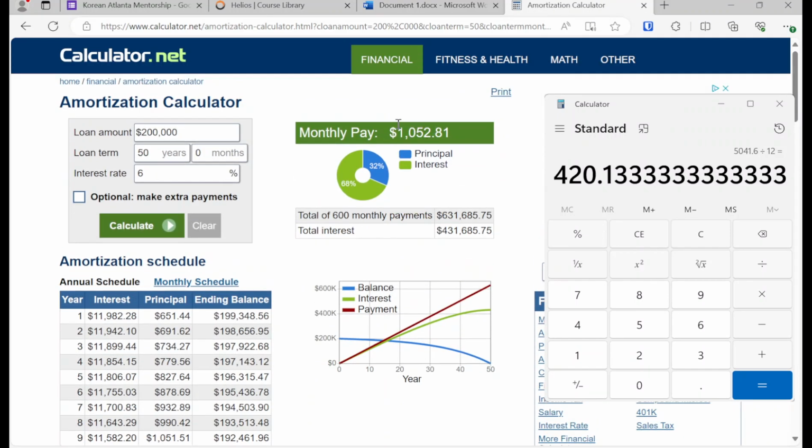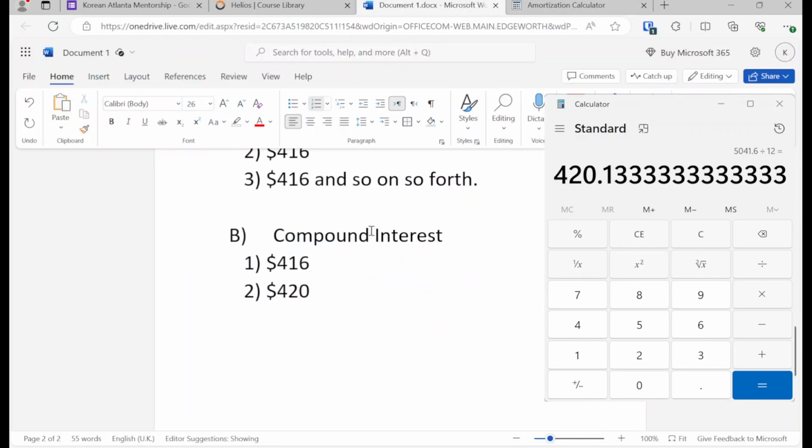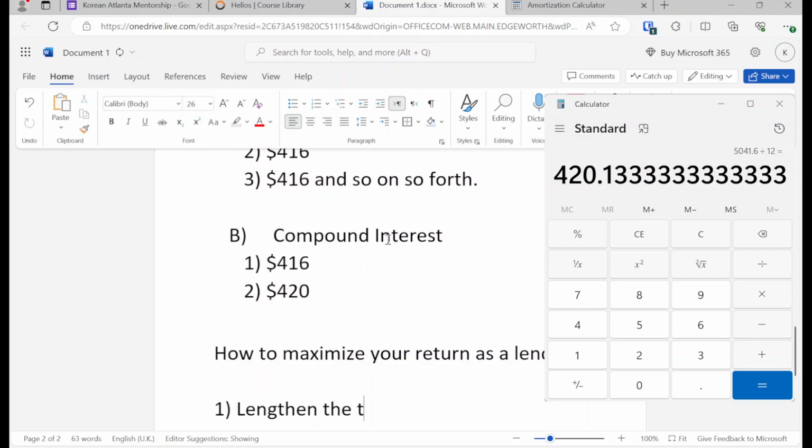So you see that this actually went lower, and then this actually goes higher. So let me actually do this. If you're going to be a lender, I think as a lender, I want to maximize my return. So how do you maximize your return as a lender, which means make the interest as high as possible? Number one is you lengthen the term, right?